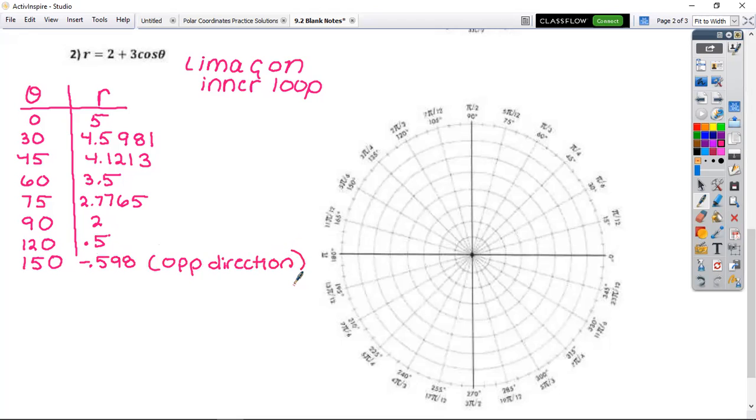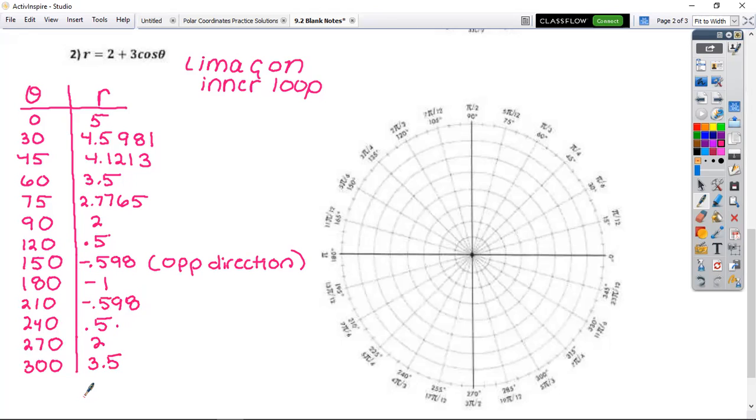Anything that comes back negative, because I think 180 was negative, wasn't it? Yeah, -1. So that's going to again go in the opposite direction. And I'm going to give you a couple more of these. I want 210 and -0.598 just for symmetry. Again, you do what you need. 240 was at 0.5. And 270 was at 2. And one more. I did 300, which is 3.5. But very easy to do. All you're doing is plotting points and then connecting them.